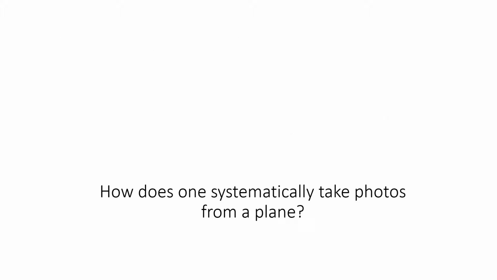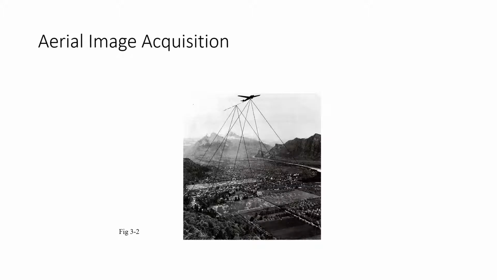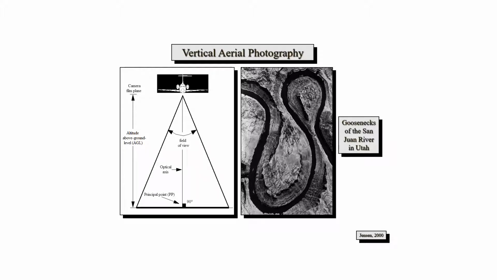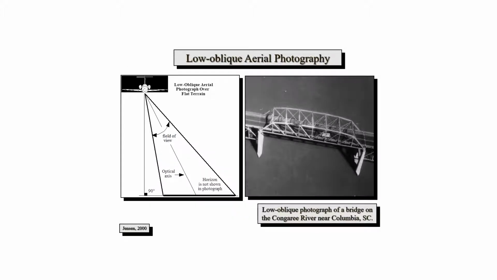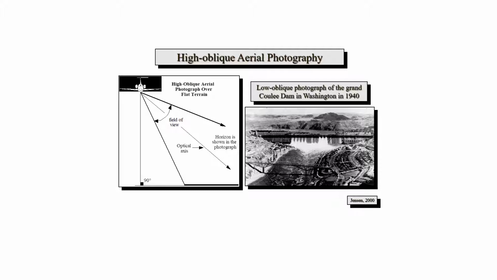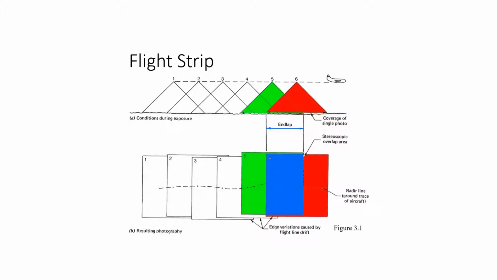So how do you take photos from a plane? Well, you gotta get in a plane. And then you're going to follow along, and from the plane you're going to look at a principal point, which is straight down, and then there's a certain distance that you can actually encompass in the photo. Sometimes we have low obliques, that's like this, they're basically at an angle. We also have high obliques like this. It's an angle where you can see the horizon.